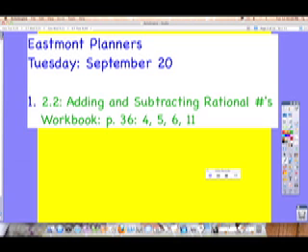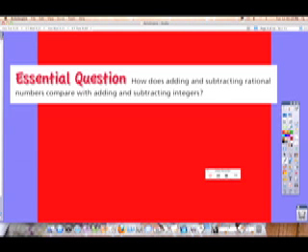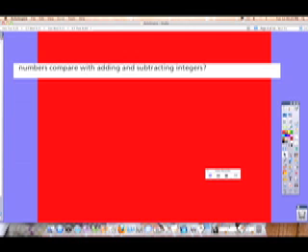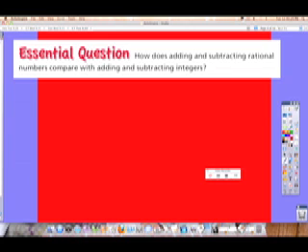What else? What other types of numbers are rational numbers? Skylar? It is fractions and decimals. Fractions and decimals too. Holy cow. So we're going to talk about this essential question: how do adding and subtracting rational numbers compare to adding and subtracting integers? So don't worry about writing this down because I think you already remember the rules. I just need to refresh your memory. So let me come to the board.